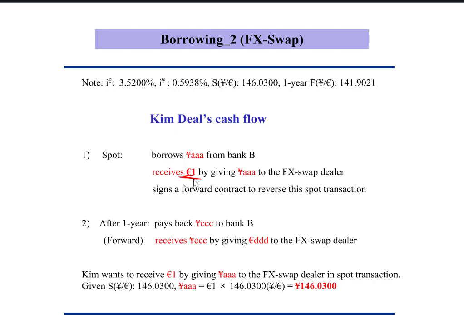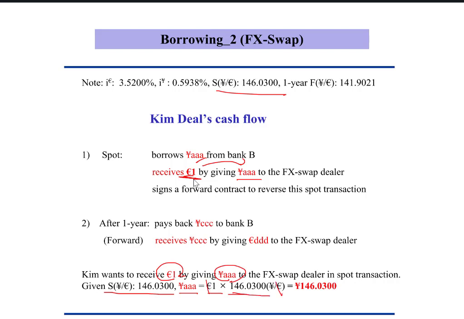And then we can figure out what AAA is. Kim Dil is going to receive 1 euro by giving a certain amount of yen to the FX swap dealer. What is the fair price for this? Now, given the spot exchange rate, we want to use this spot exchange rate to make these transactions. That means Kim Dil wants to receive 1 euro by giving AAA yen to the FX swap dealer in the spot transaction. So given the spot exchange rate, AAA yen should be equal to 1 euro times the yen per euro exchange rate.